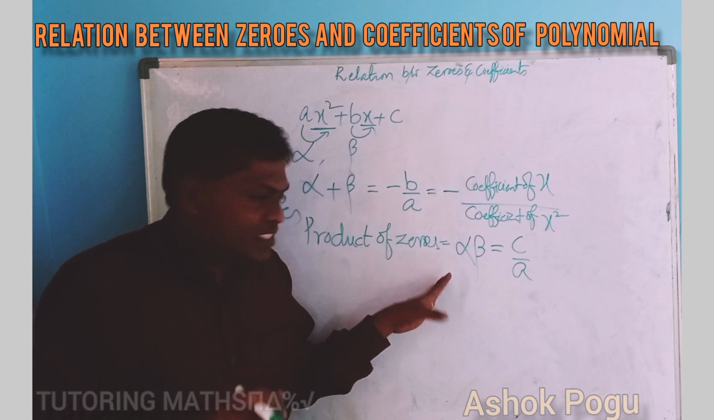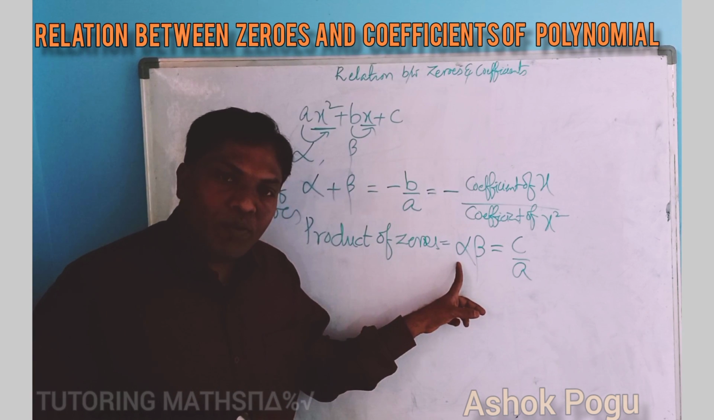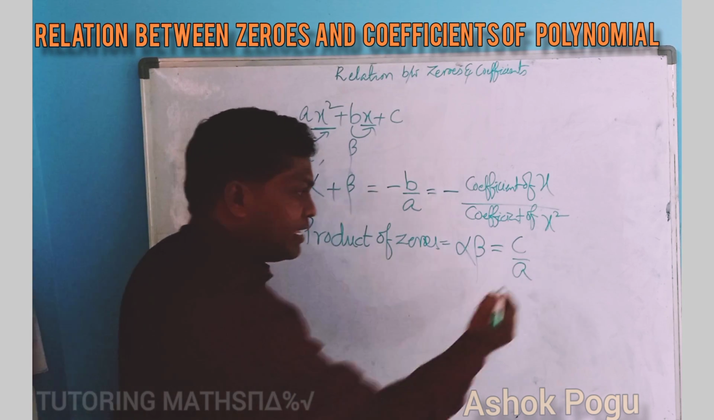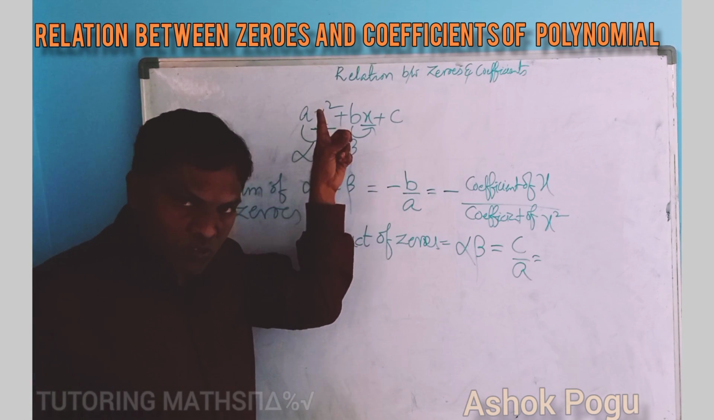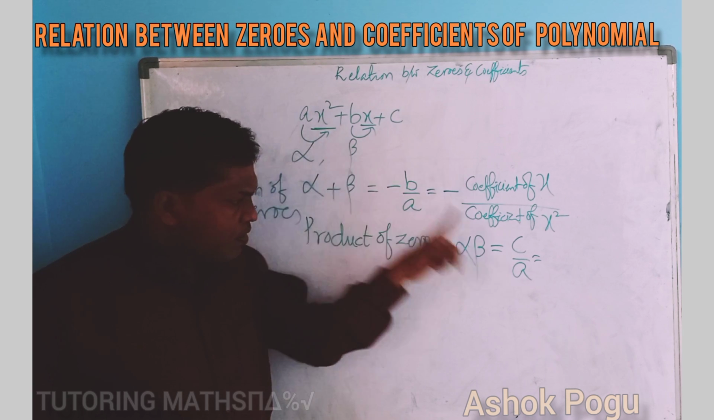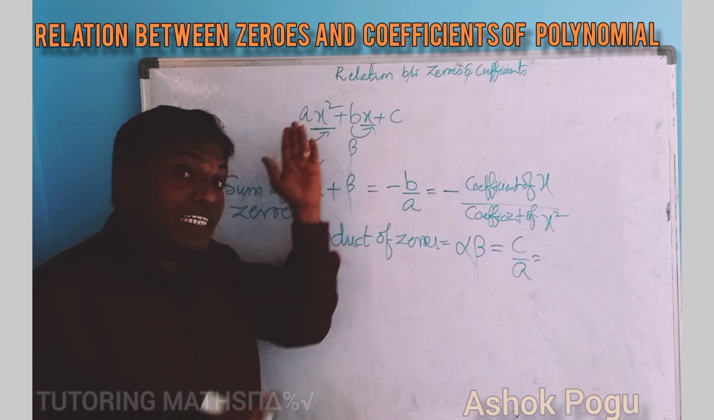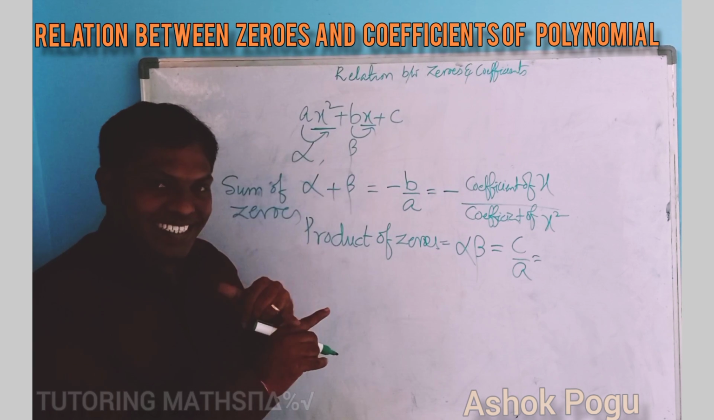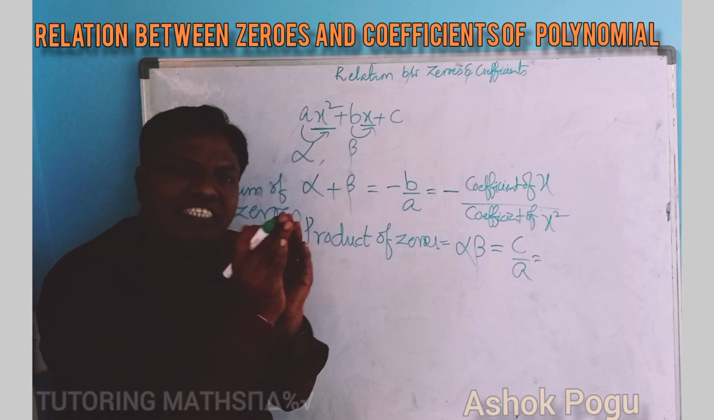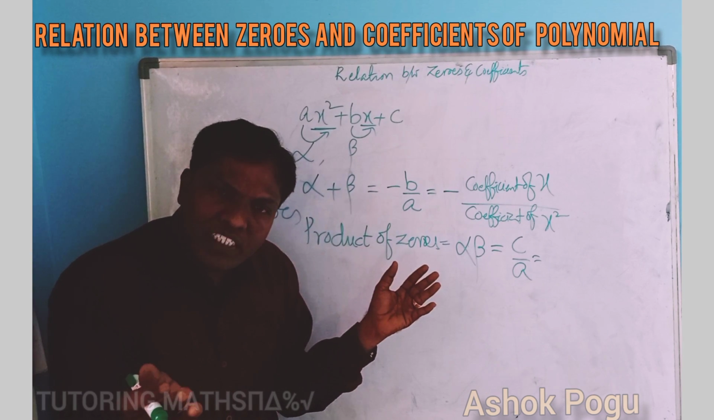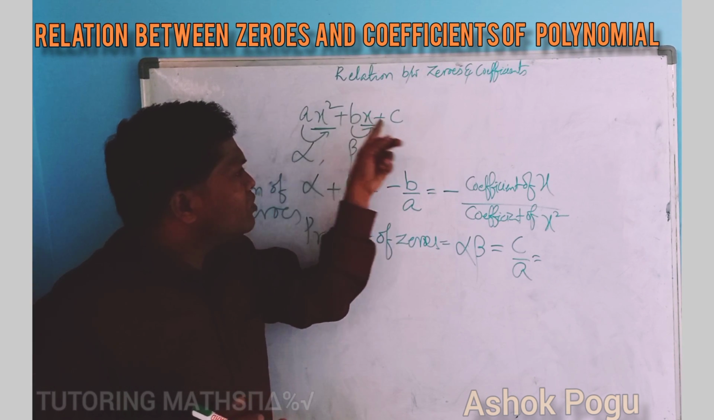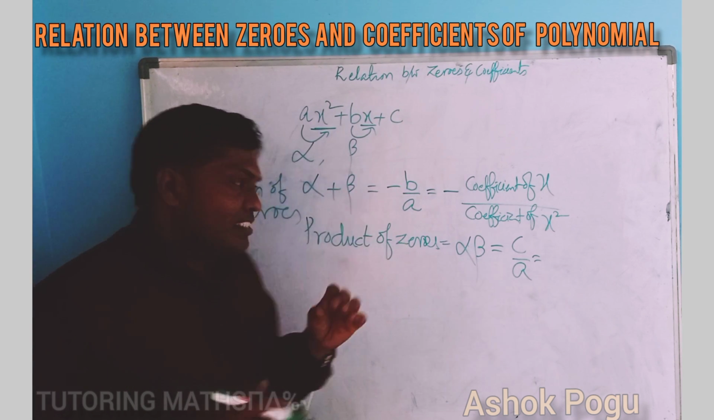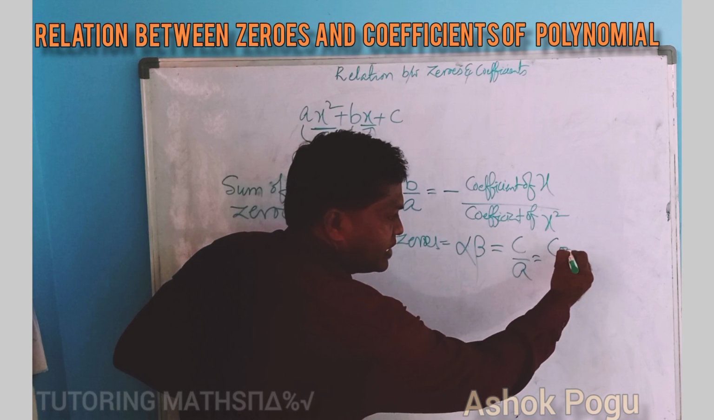But for now, just keep in mind that alpha beta is the product of the zeros. Alpha beta is c by a. Now go to the standard form of the quadratic polynomial. What do we call c in the quadratic polynomial? This is particularly a constant. C is alone. No x or x square variable is multiplying with c. That is alone, a constant.